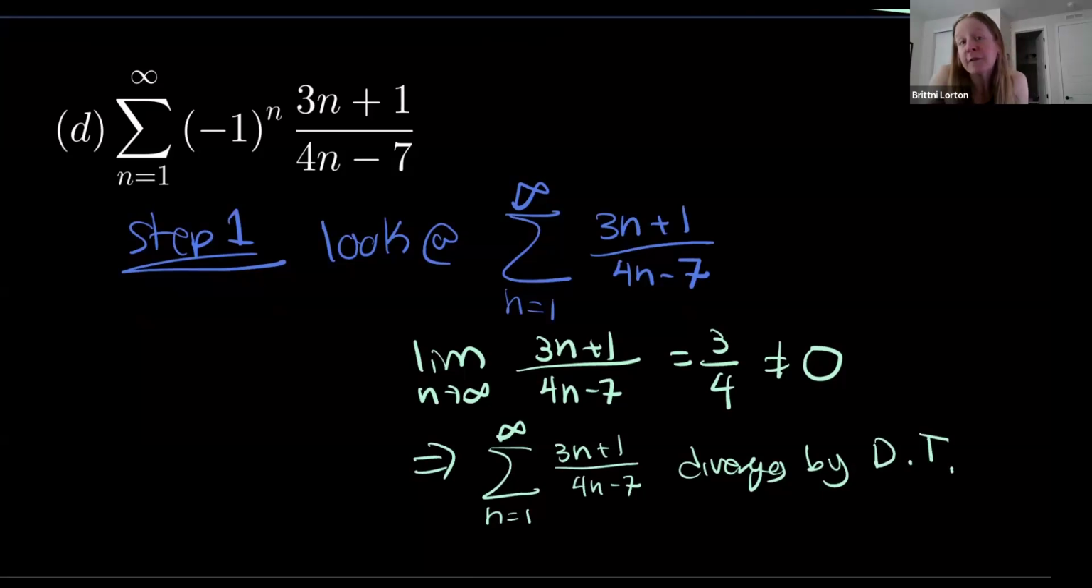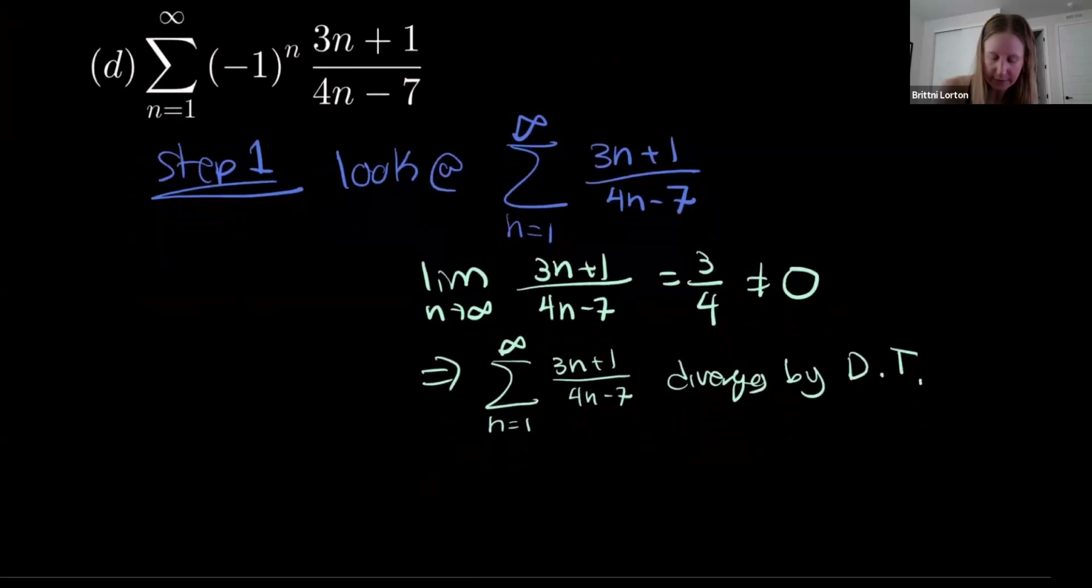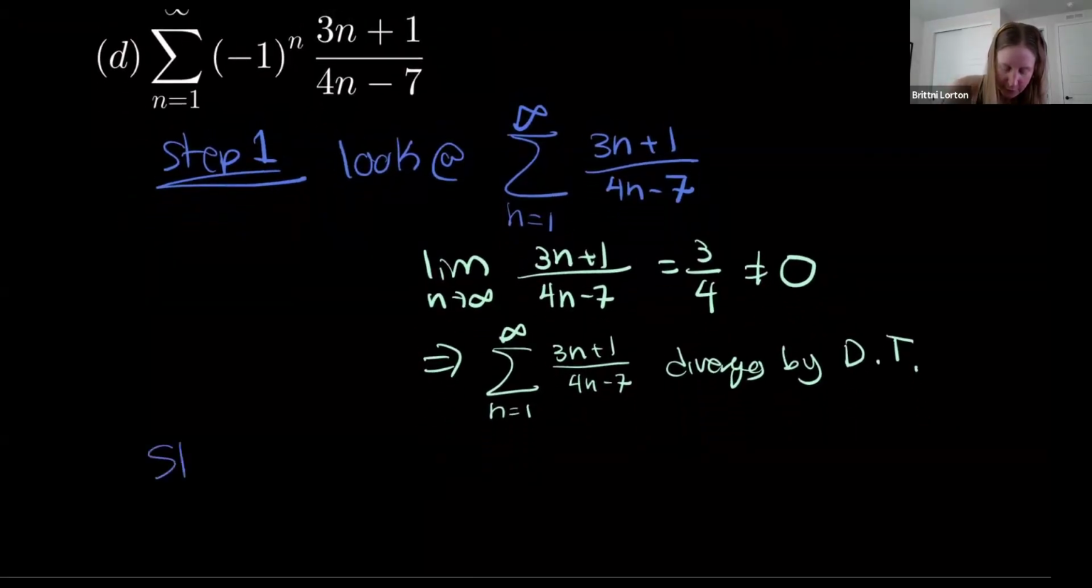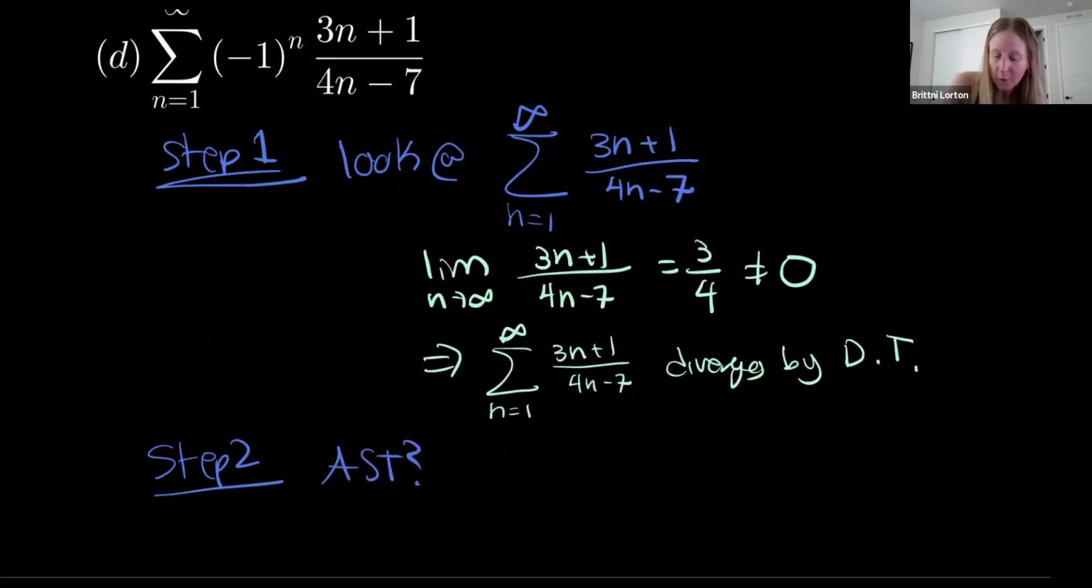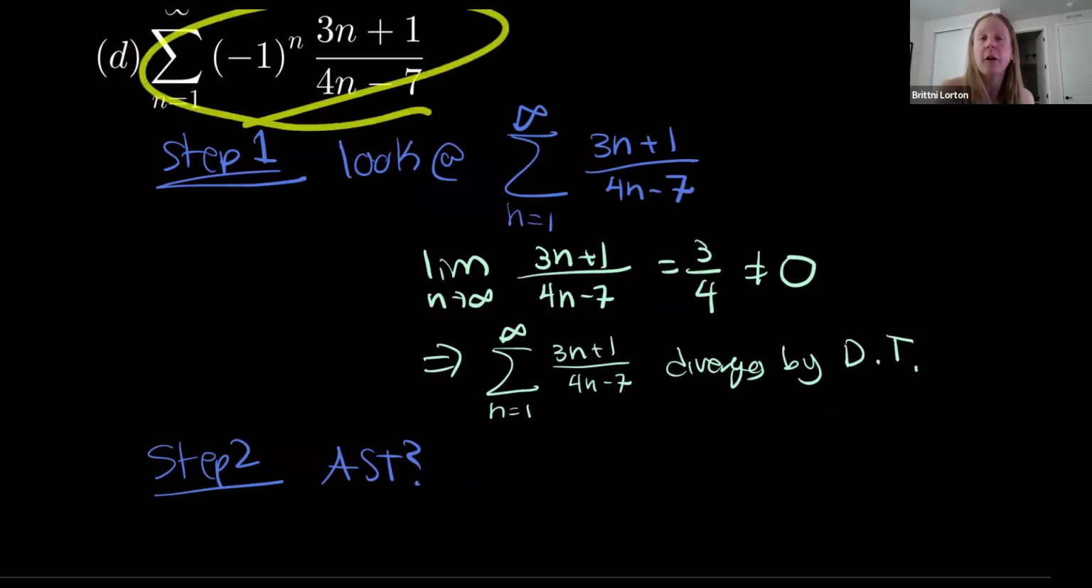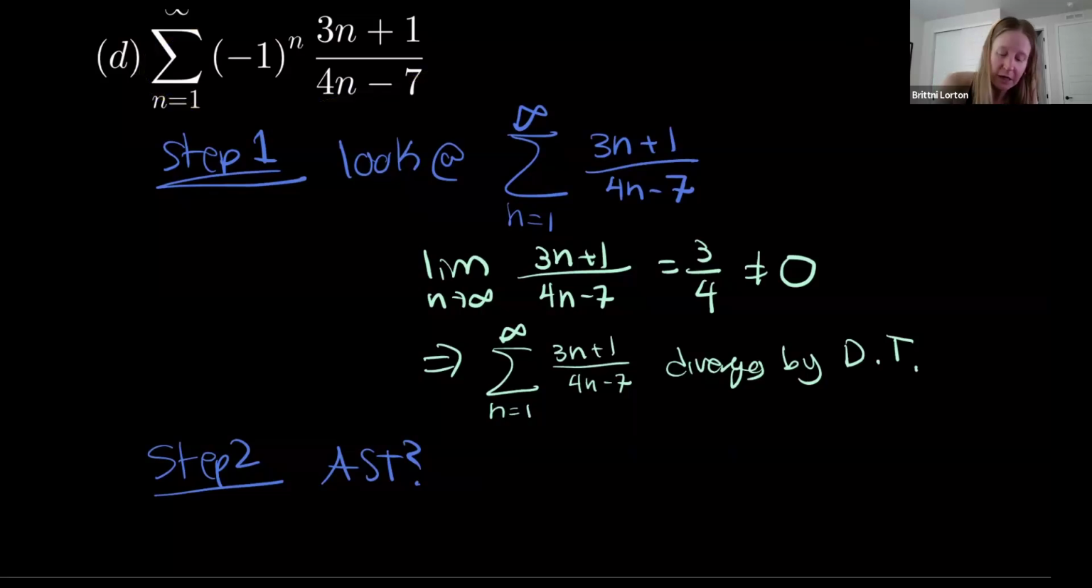Okay, so let's see if it converges with the alternating. Sometimes it works out that way, sometimes it doesn't. Obviously, let's look at step 2. Step 2 was, do I need the alternating series test? Well, yeah, I got diverges, so maybe, just maybe, it converges if I throw in the negative. So let's do the alternating series test.